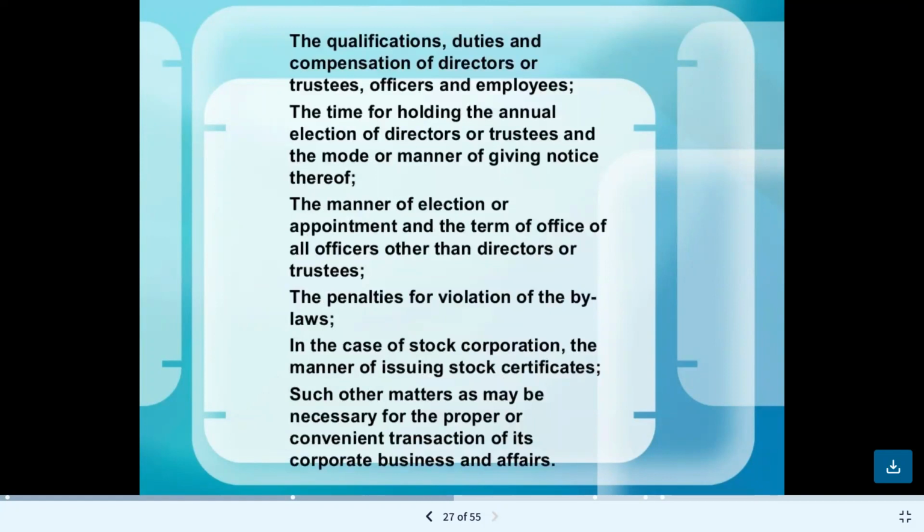And then you also have in the ByLaws the qualifications, duties, and compensation of your board of directors or trustees, officers, and employees, the time for holding the annual election of directors, the manner of election or appointment, and the term of office of the officers other than the directors, the penalties for violation of the ByLaws, and in the case of a stock corporation, the manner of issuing its stock certificates. And then other matters as may be necessary for the proper or convenient transaction of its corporate and business affairs.